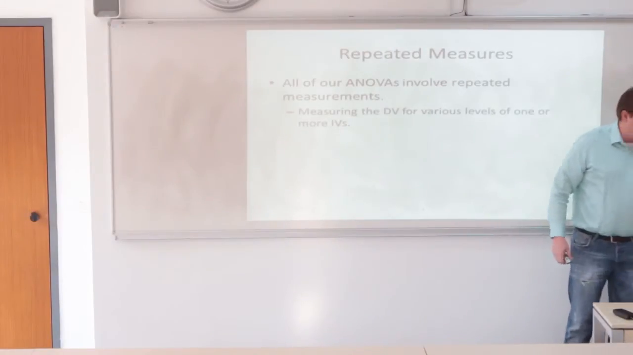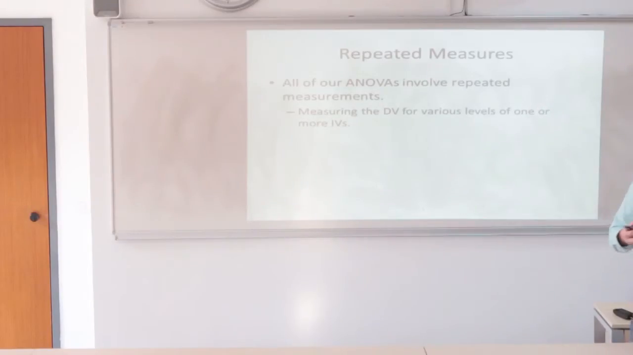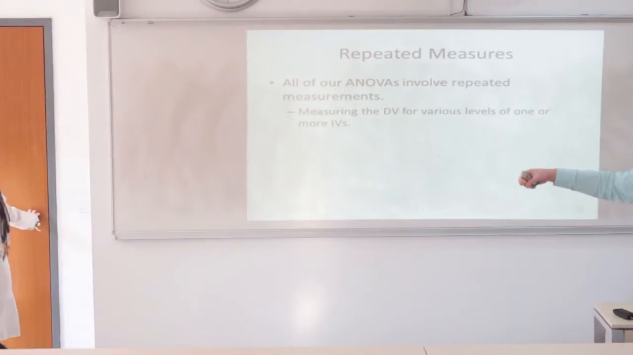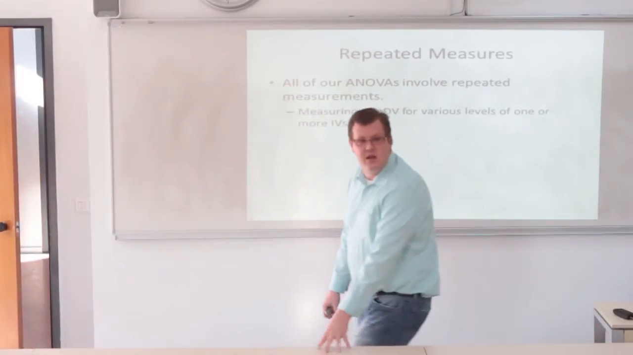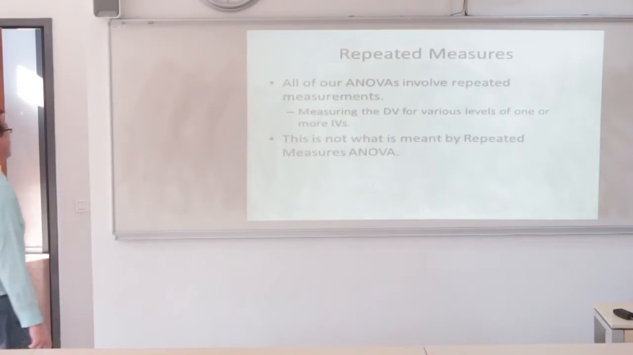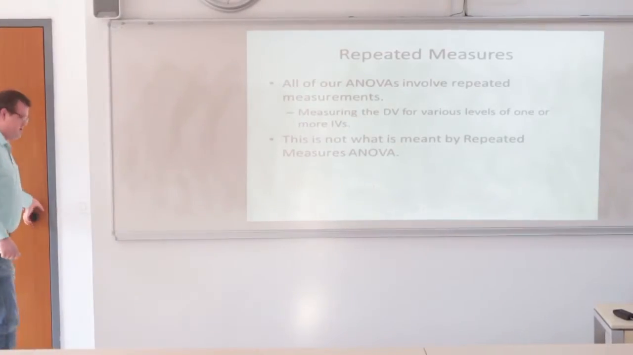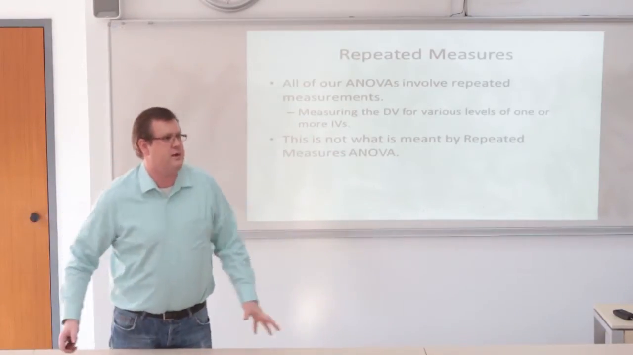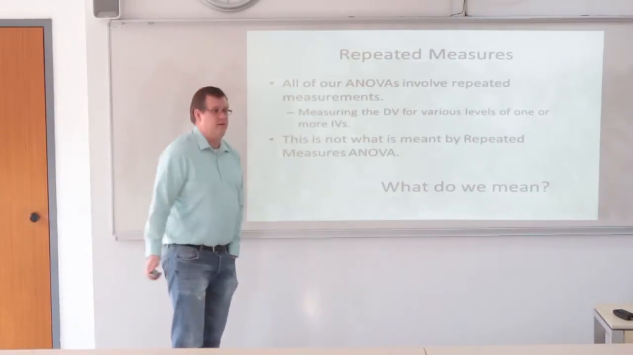we're measuring the dependent variable for various levels of one or more independent variables, right? So we have the response time for different types of cues, we have response times for different encoding times, we have new response times for the interactions of those factors. Now, this is not what's meant by repeated measures ANOVA. We can do ANOVA even if we didn't have some type of repeated measurement. So this is not what we mean when we say repeated measures. So what do we mean?